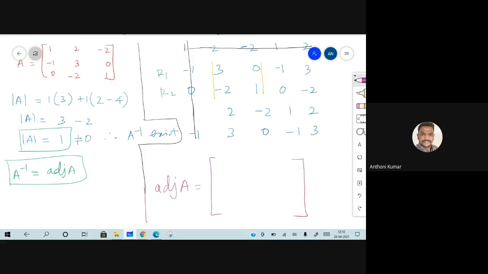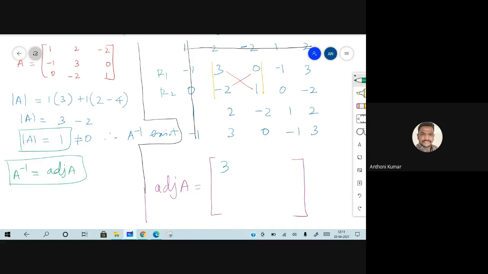Now you have to take a 2 by 2 determinant. What is the determinant of this? 2 by 2 determinant, what is the answer? 3. Yes. So I'll write here 3. I take the determinant of this minus this one. So 3 minus 2 times 0, it will give you 3.